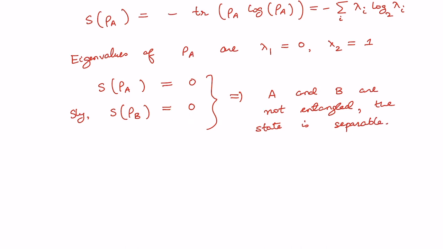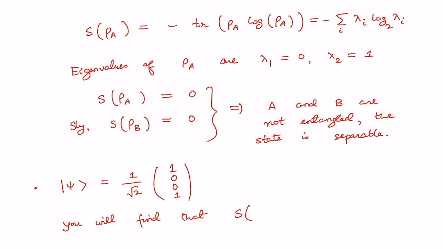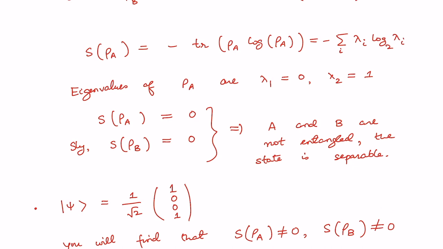You can try this exercise for another state, say |ψ⟩ is equal to 1 by root 2 times (1001), and I urge you to do it. In this case, you will find that the subsystems A and B are entangled, because the entropy of entanglement with respect to system A would turn out to be non-zero, and S(ρ_B), if you calculate, you will find it to be also non-zero. So the systems A and B will be entangled.